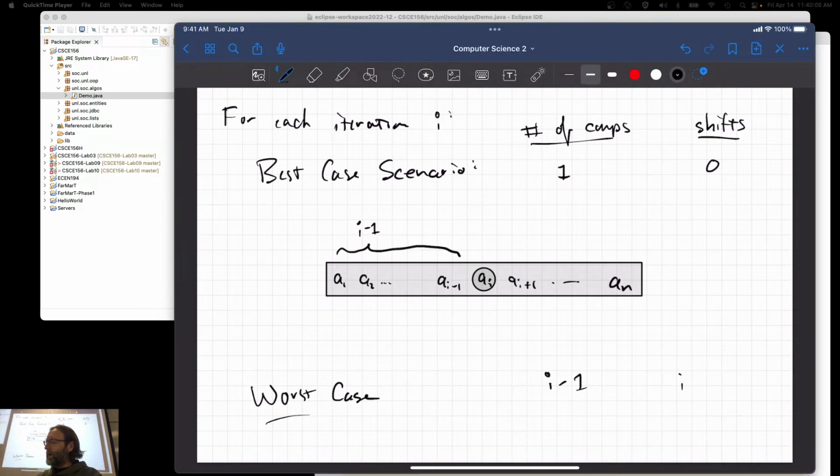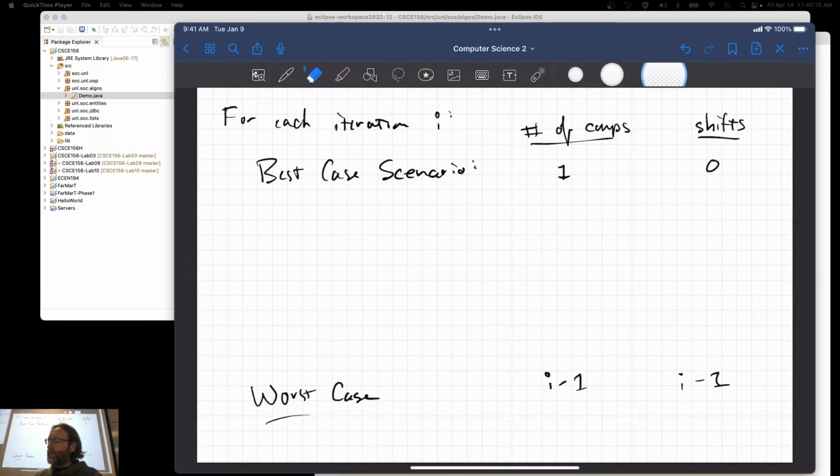I shift all I minus 1 of them up, right? And then I of course insert this one where it needs to be. Okay. I left a big gap here. Why? What's the average case scenario?